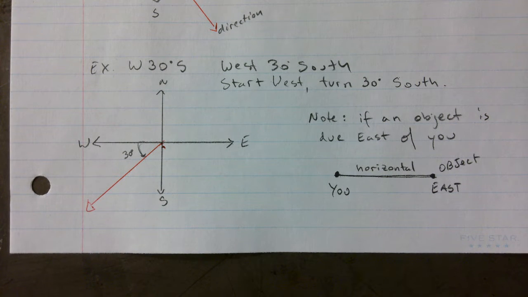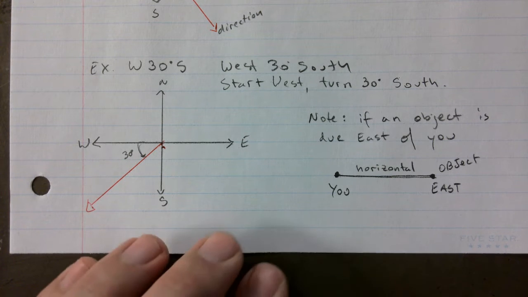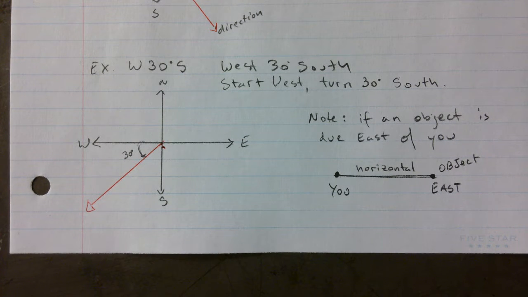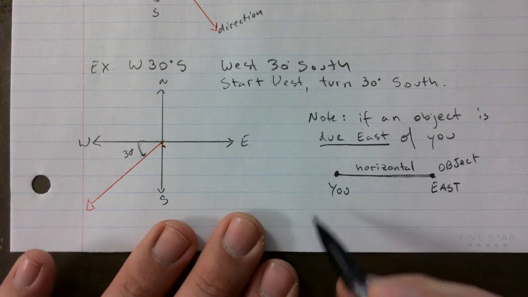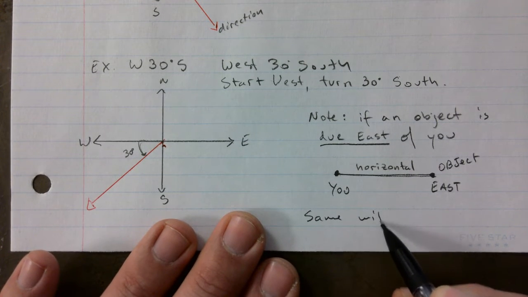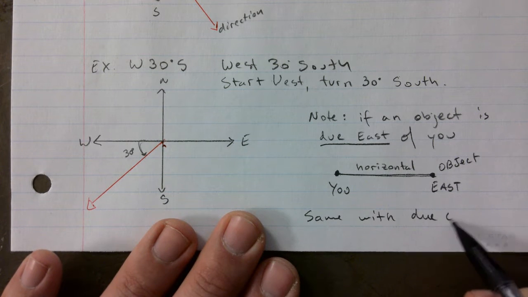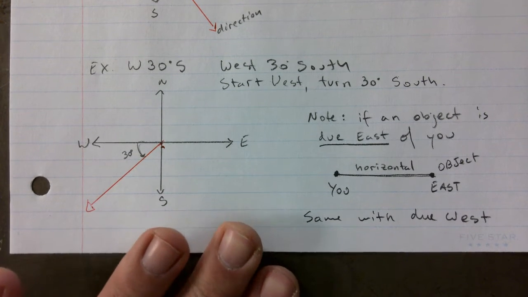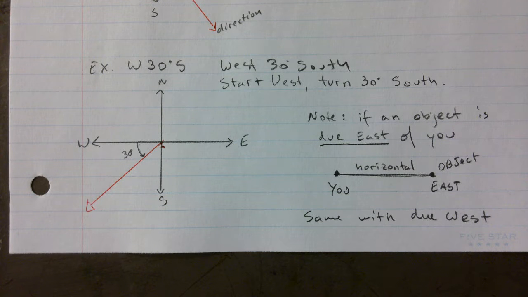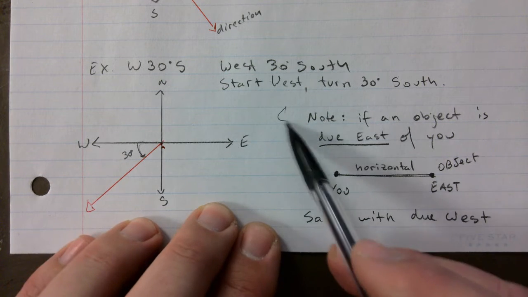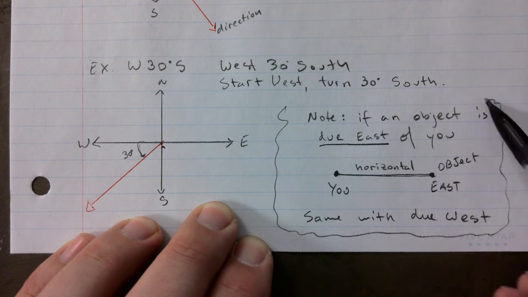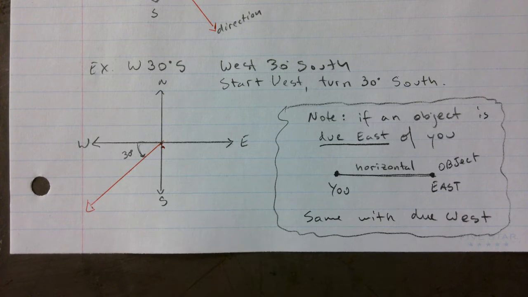So if something is directly due east or due south or whatever, you've got to understand that it's a direct line due east. I'm not going to do all the others, same with due west. If something is due south of you, you're right on top of that object. So this is a little note here. This is going to appear from time to time. It's actually your friend if that happens.